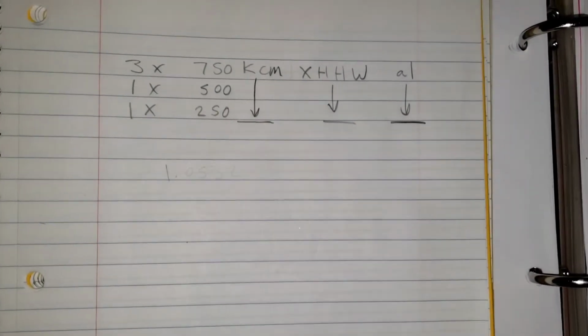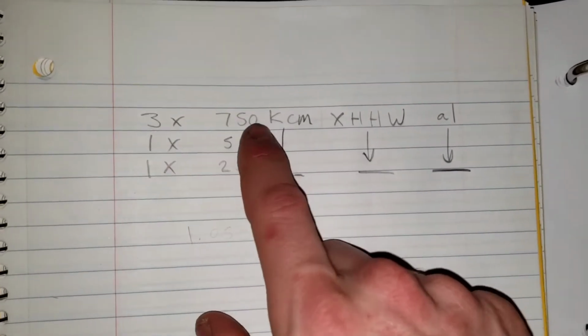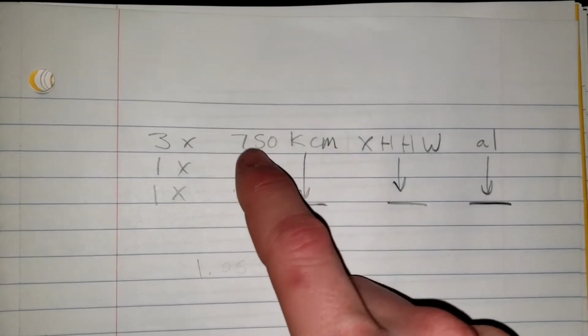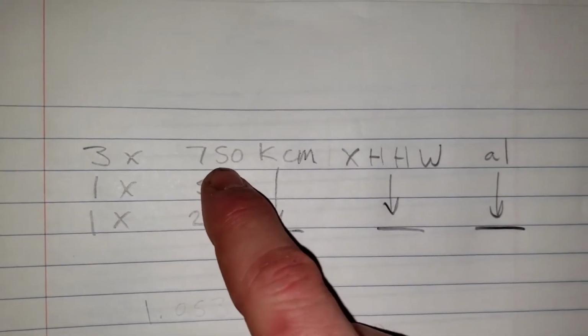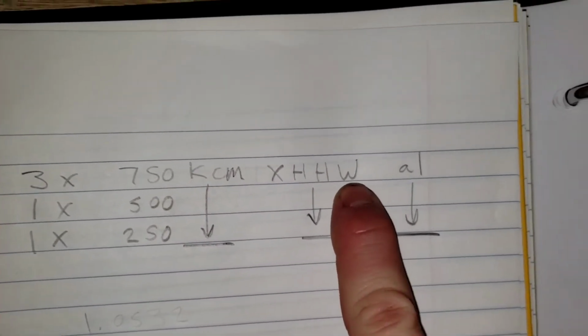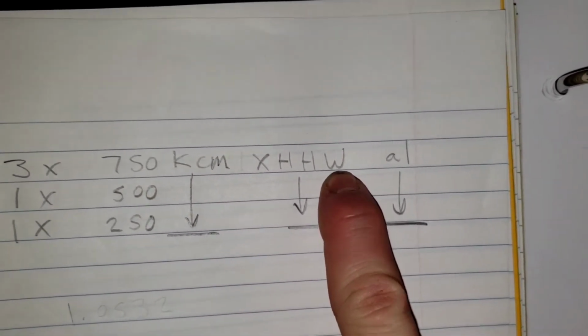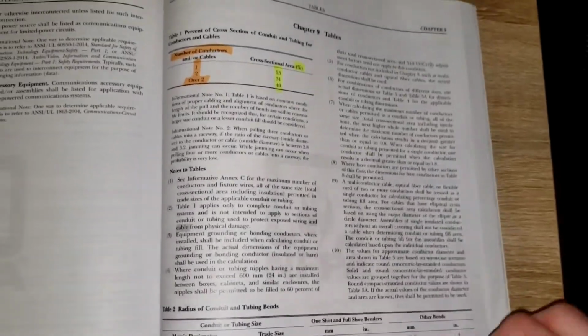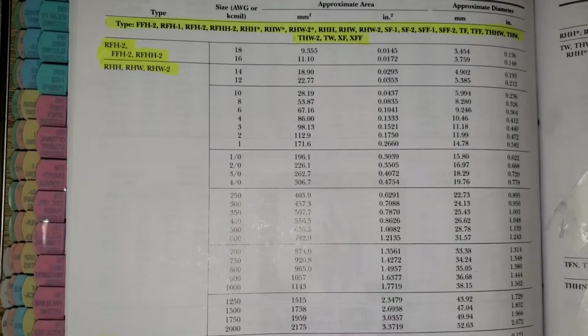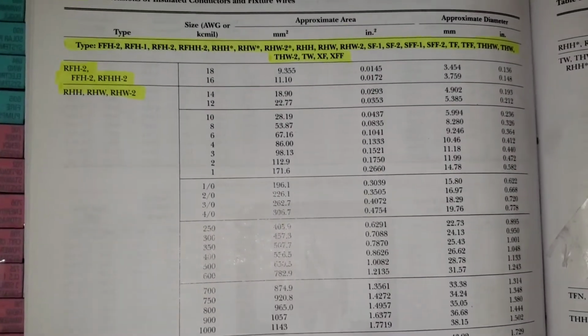Okay, so let's go into the code book. We're going to ignore the amounts and look at the sizes. We have set and the insulation type, but first the size. So 750 kcmil, and it's XHHW insulation, and it's aluminum. Okay, make sure you pay attention to the metal type. So for this, we're actually going to go over to that table 5 that I was talking about. Here we are. So now what we need to find is XHHW.